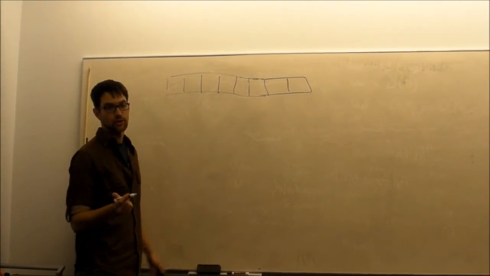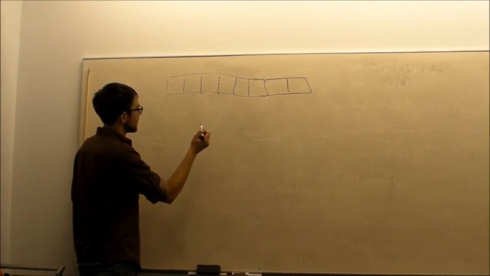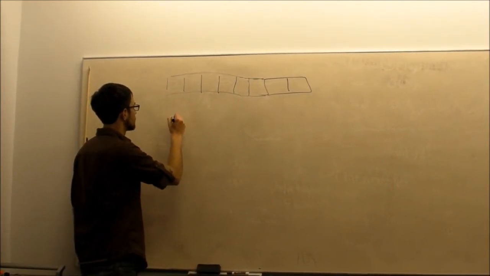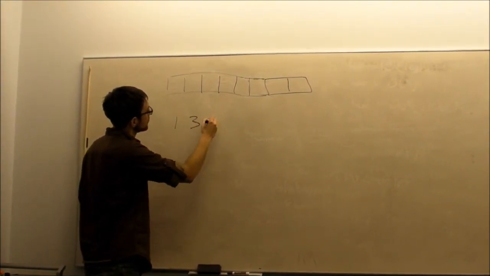And this is insertion sort. We're going to pretend we have some list of items that's out of order, and we're going to put it back in order. So let's say 1, 3, 2.